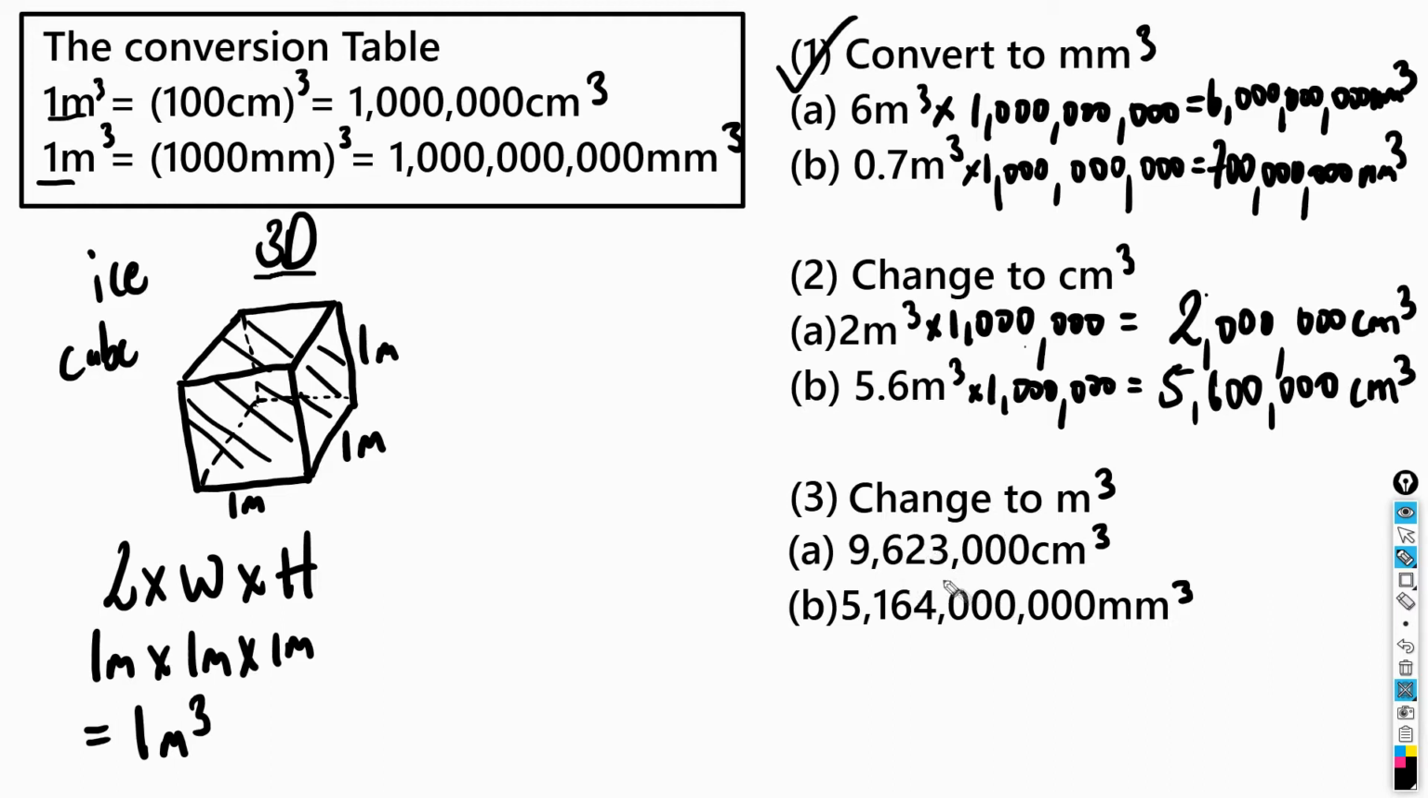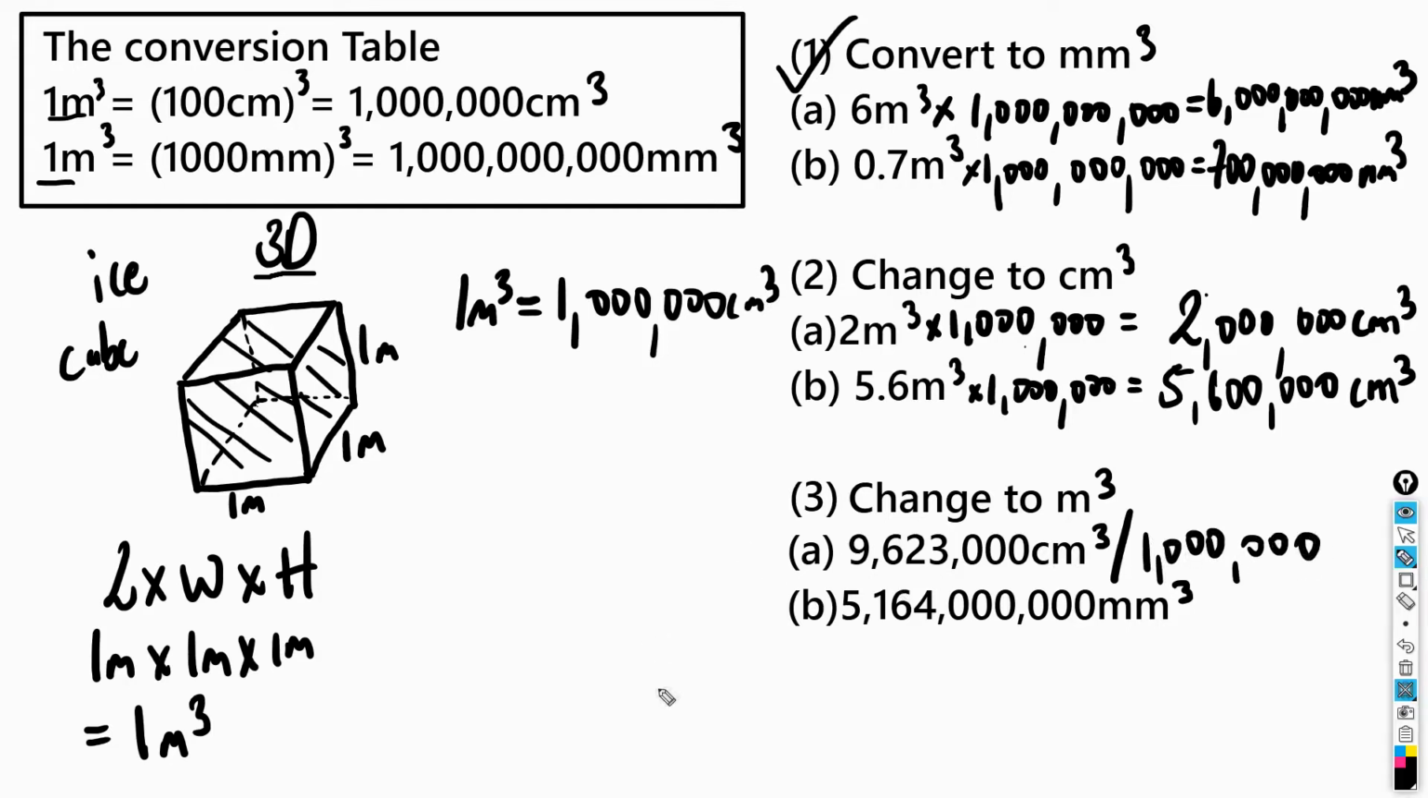Okay, so for the last one here, we have changed to meters cubed, right? And we have 9,623,000 centimeters cubed. Now, we know that 1 meter cubed, sorry, is equal to 1 million centimeters cubed, right? So to convert this to meters cubed, you have to divide this by 1 million, okay? So for A, let me just write it down here, we're going to end up getting 9.623 meters cubed, and that would be the answer.